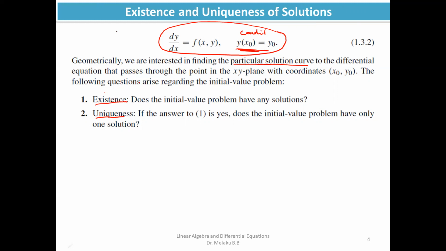So these two questions will be in our mind. Maybe: does the solution exist? And if the solution really exists, what type of solution? Is it exactly one solution, or could there be many solutions? So, does the initial value problem have any solution? This is asking about the existence of the solution. And the second is the uniqueness. If the answer to number one, the existence, is yes, you could ask, does the initial value problem have only one solution? One solution means the uniqueness.